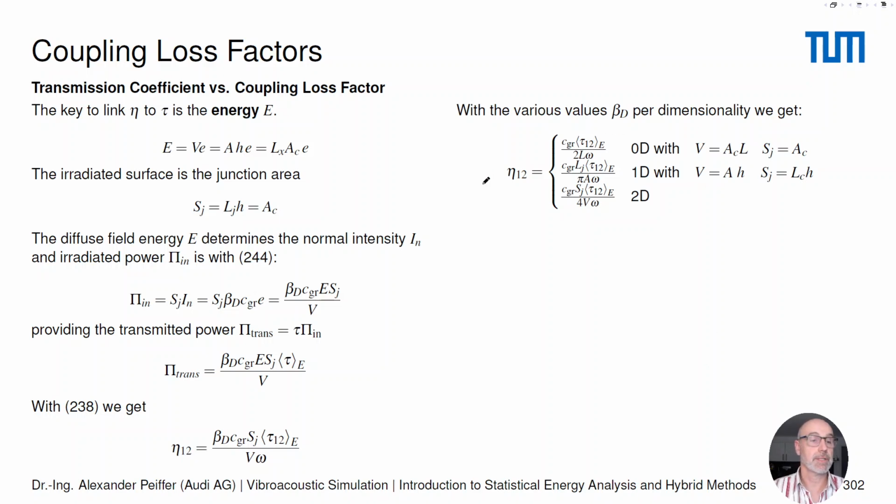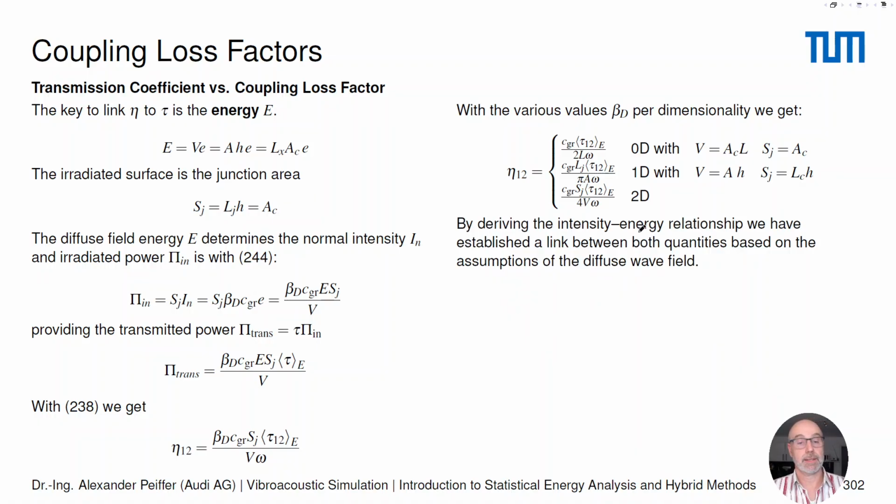At the end, we end up with this. So all the values are given here. That means that the relationship between coupling loss factor and transmission coefficient is given by those different quantities for 0D, 1D, 2D, or 3D junctions, and you see that this beta D was 1/2, given here by 2, 1 divided by pi, or 1/4. So the good thing is that with this energy intensity relationship that we have derived based on our diffuse field theory, it's a clear and straightforward dimension-dependent relationship between transmission coefficient and the coupling loss factor.